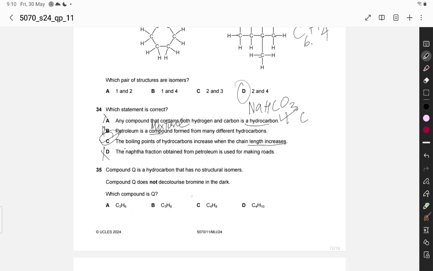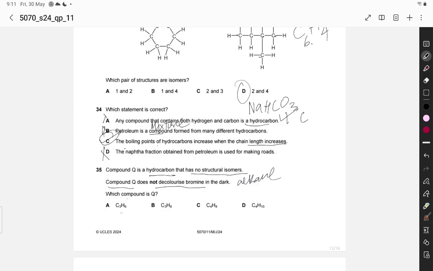Compound Q is a hydrocarbon that has no structural isomers. Compound Q does not decolorize bromine in the dark. Which compound is Q? Compound Q does not decolorize bromine, so it can be an alkane.